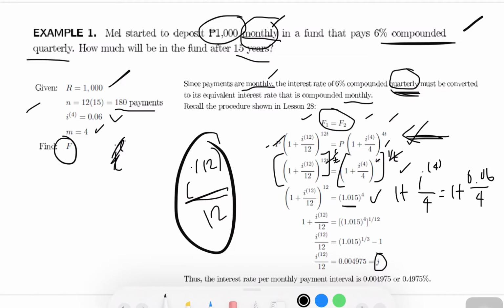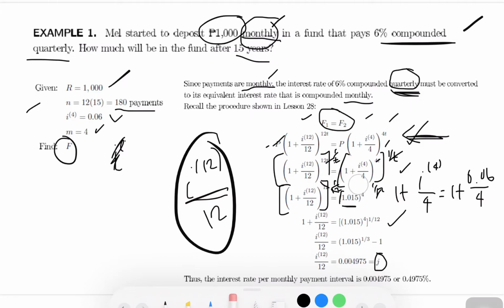Okay, and then since we are asked to find this, we need to eliminate the 12 first, or transpose, whichever term you like. So of course we raise this by 1 over 12 to cancel, and raise the other side by 1 over 12 also. That is why we have this.